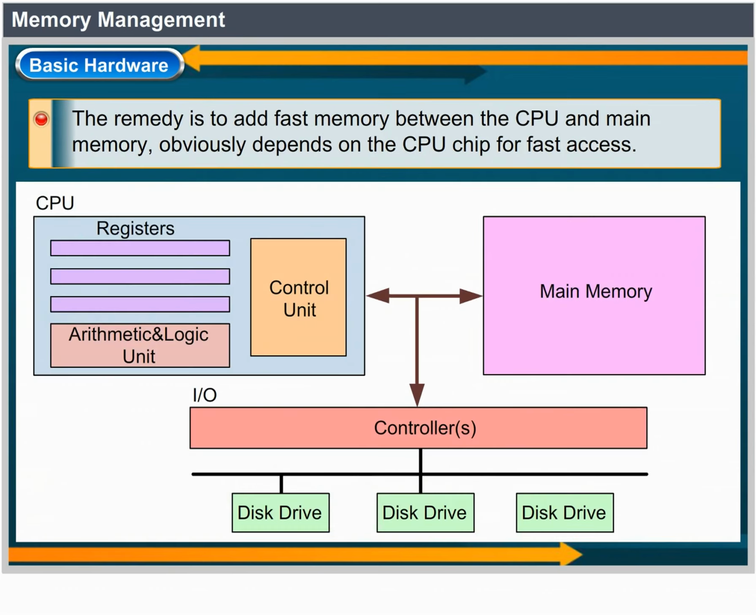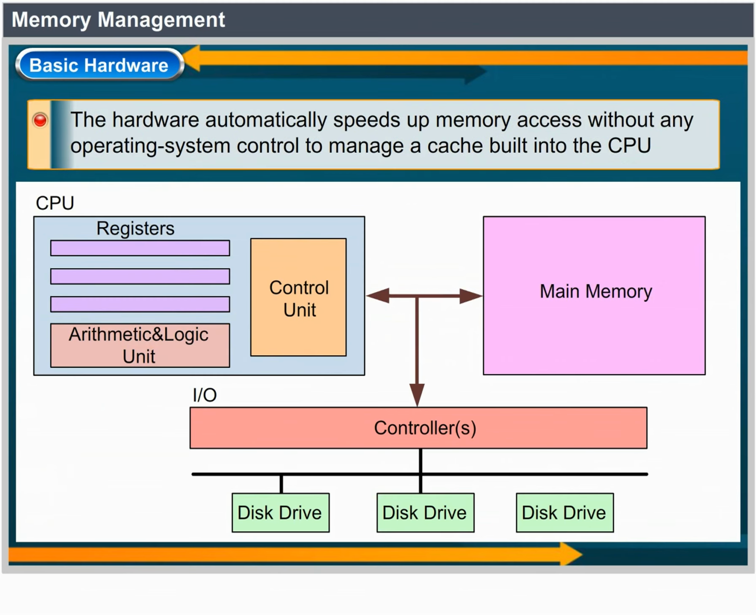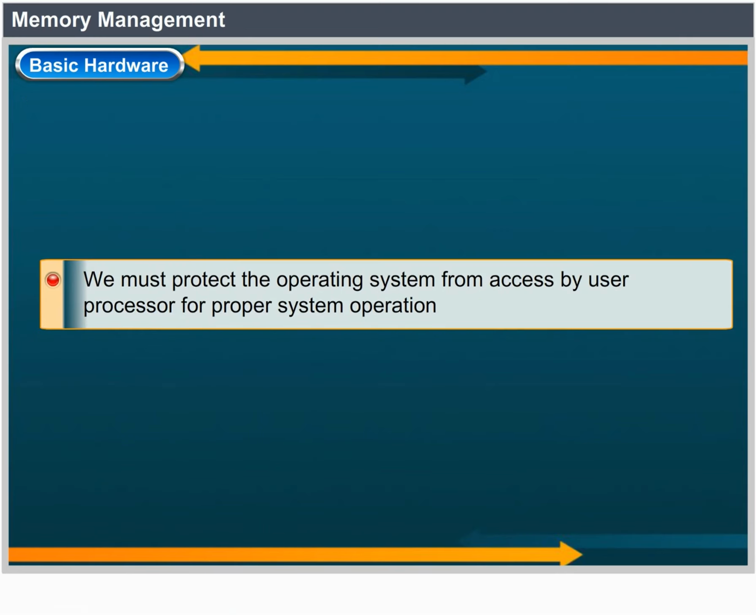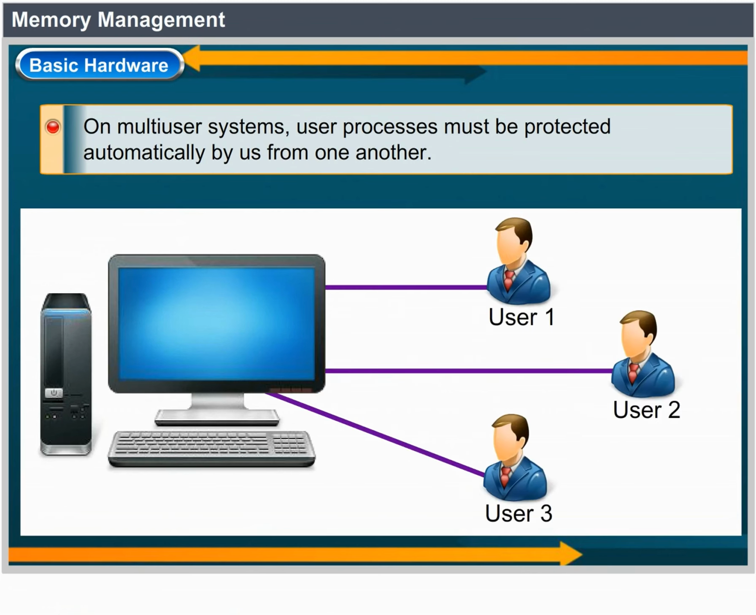The remedy is to add fast memory between the CPU and main memory, typically on the CPU chip for fast access. To manage a cache built into the CPU, the hardware automatically speeds up memory access without any operating system control. Not only are we concerned with the relative speed of accessing physical memory, but we also must ensure correct operation. For proper system operation, we must protect the operating system from access by user processes. On multi-user systems, we must additionally protect user processes from one another.